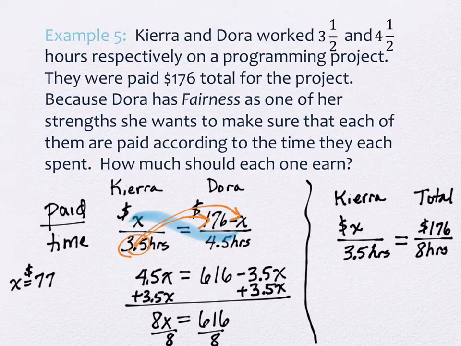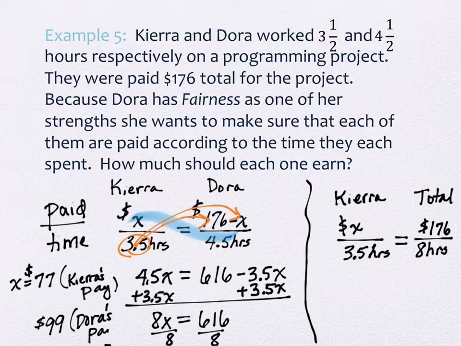Okay, so what did I just find? Amount of money who made? Kiera. This is Kiera's pay, because it asks me how much should each one earn. Well, Kiera should earn 77, so how much should Dora earn? 99, and there you very quickly see exactly why Dora didn't want to split it 50-50, right? She worked more hours. So this is Dora's pay.